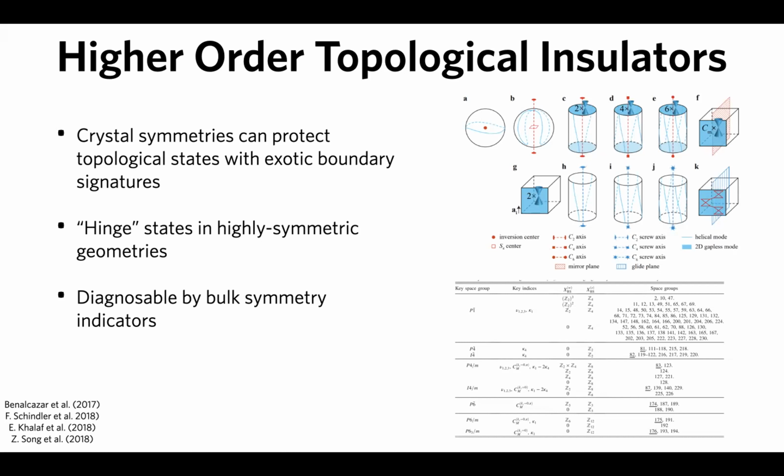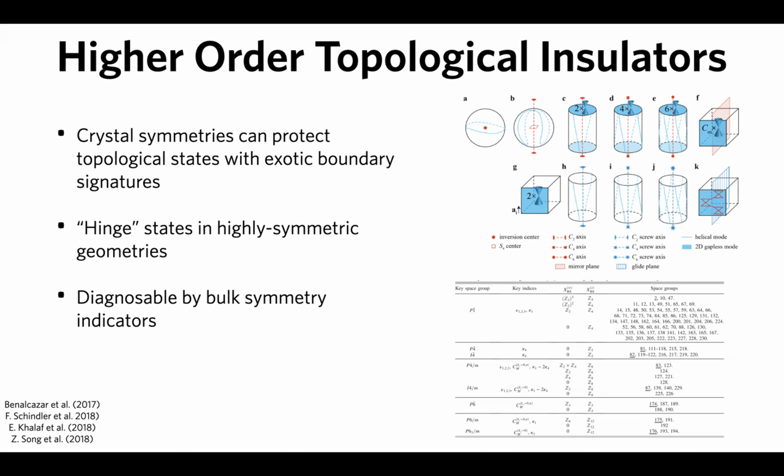Imagine I have a sphere of crystal with perfect inversion symmetry. If it's a higher order topological insulator, it'll have some gapless mode that propagates along some great circle on the sphere. And the way that we can tell whether or not we have one of these materials is by computing symmetry indicators. We look at the high symmetry points, we compute the, in this case, inversion eigenvalues of the occupied bands, we compute an integer, and if that integer, in this case, is 2, we have a higher order topological insulator.